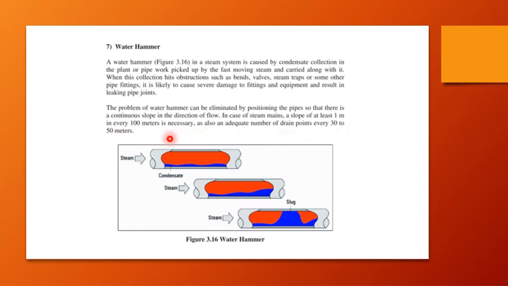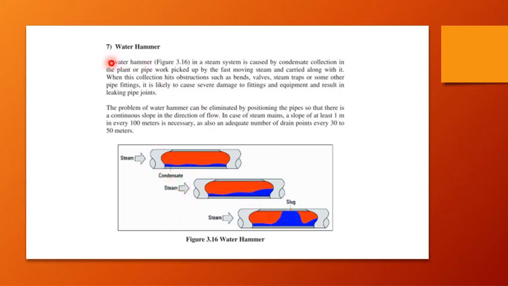So when you install the pipeline, you have to take care that there is some slope with it. Otherwise, what will happen? This condensate will keep on increasing. If there is no slope, like if you see this pipe, there is no slope, there is no bending here. So what happens? Slowly and slowly, the condensate will keep on increasing here.